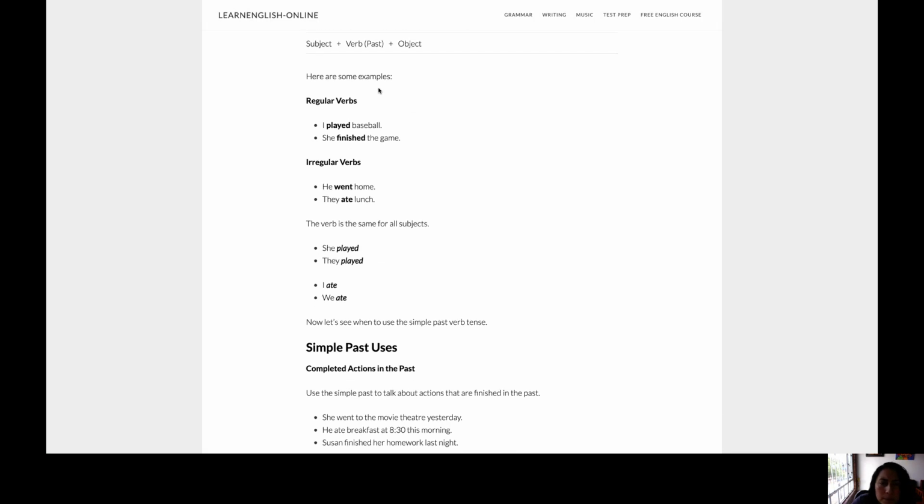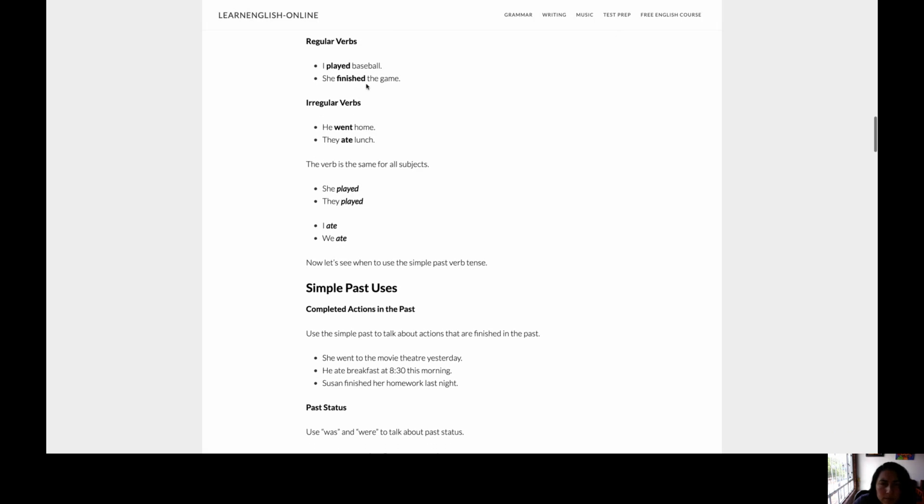So here are some examples. Regular verbs. I played basketball. Regular because it ends in ed. I played basketball. She finished the game. Ella terminó el juego, yo jugué béisbol. Baseball, okay? So, irregular verbs.